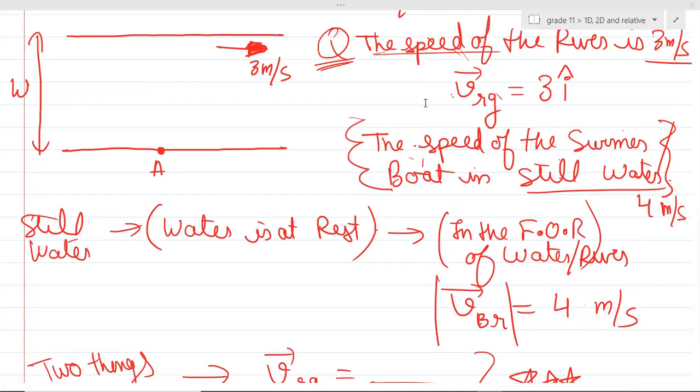See, I'm telling you how to attempt any numerical based on this. What is the concept behind it? So what does individual data mean in any question?